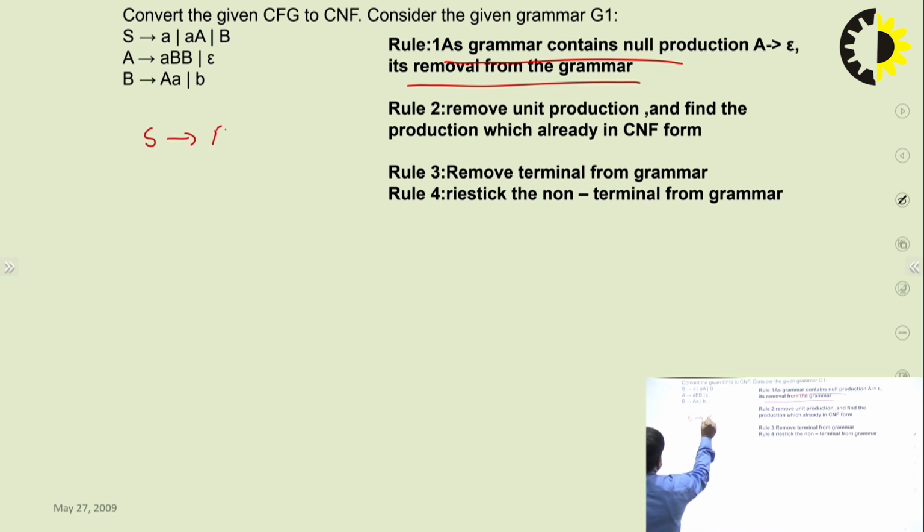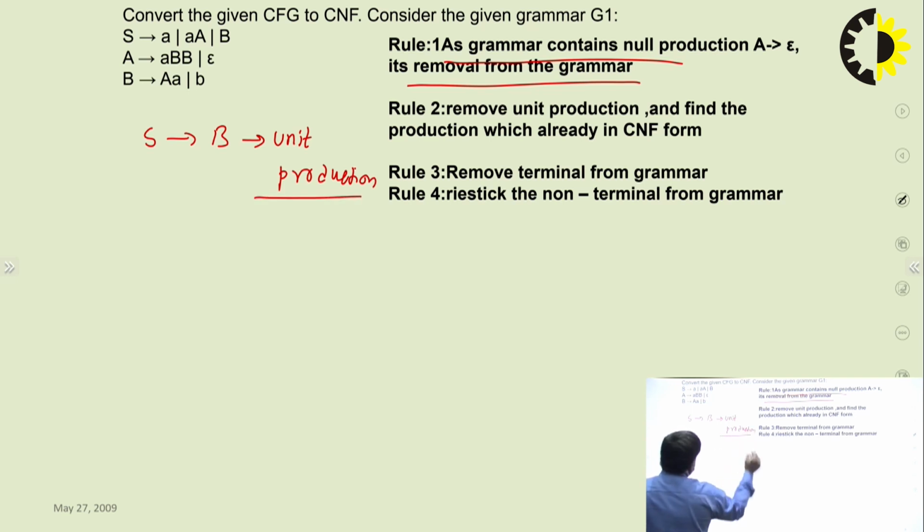Now S tends to B, this is known as the unit production. What is the rule for the unit production? In a unit production, the left side is a single non-terminal and the right side is a single non-terminal. If such a production occurs in the context free grammar, then this production rule is known as a unit production. It means here is one unit production.